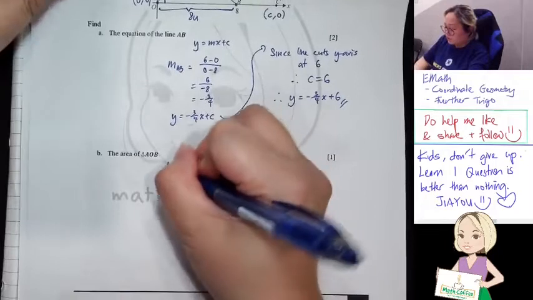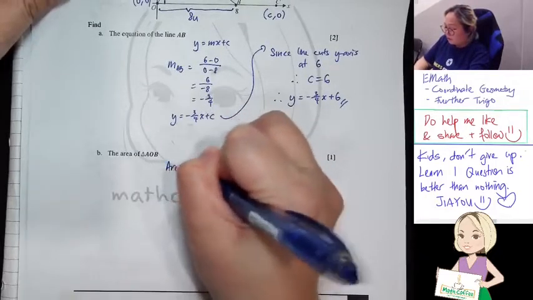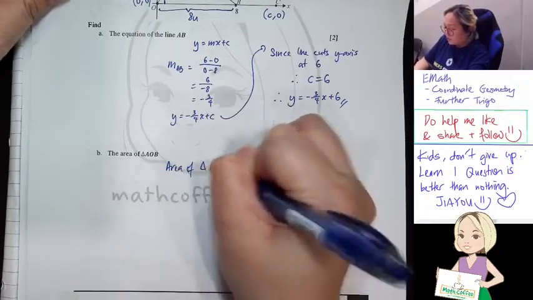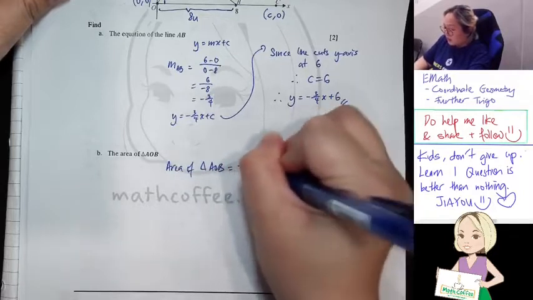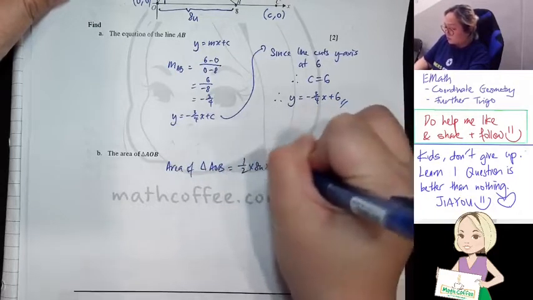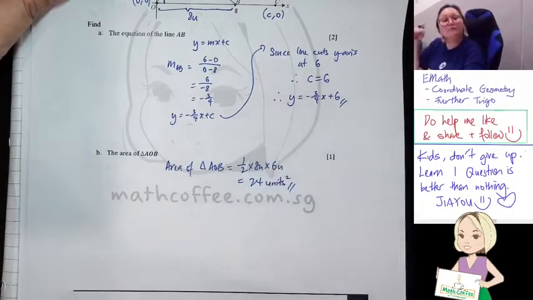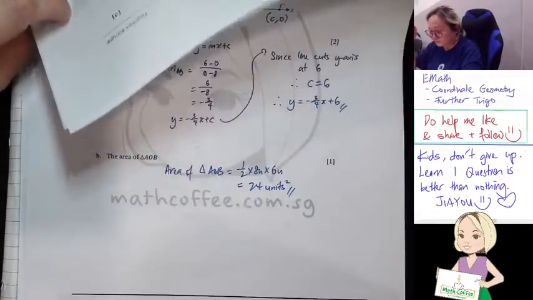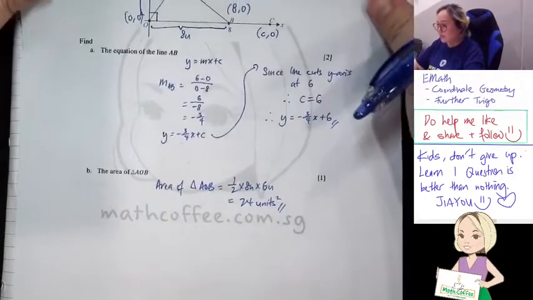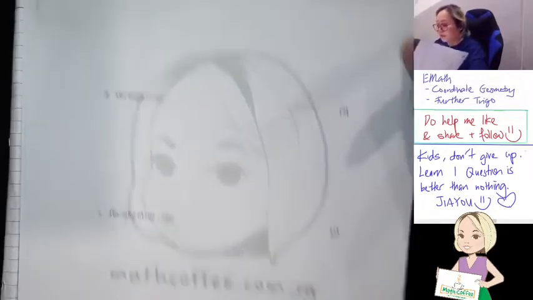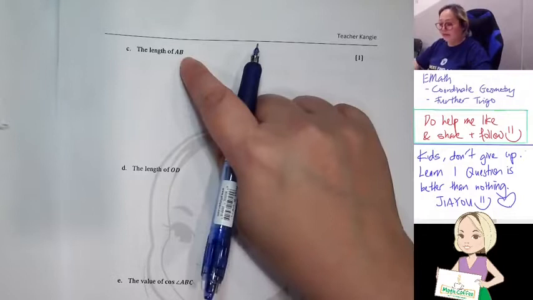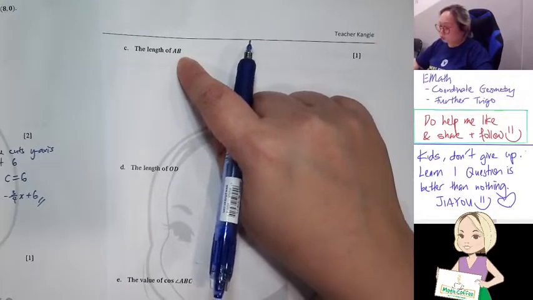So you will straight away say area of triangle AOB is equals to half times 8 units times 6 units, which will give us 24 units squared. Done. Yes, 24. Okay, let's move on. Next, they ask me to find the length AB. Finding length by now should be easy.